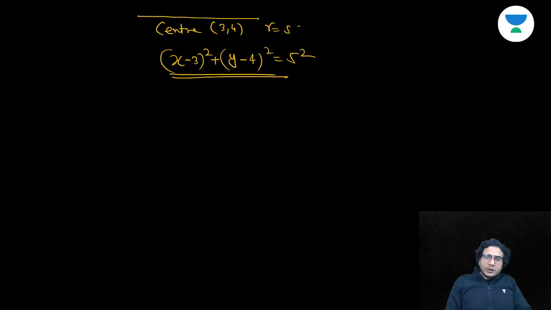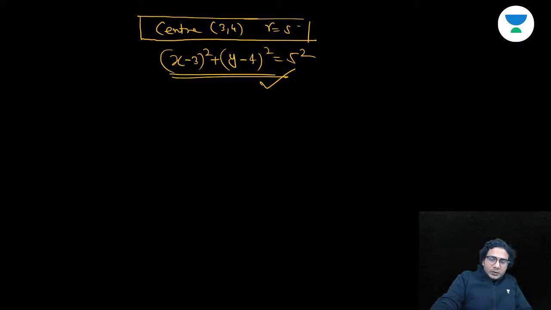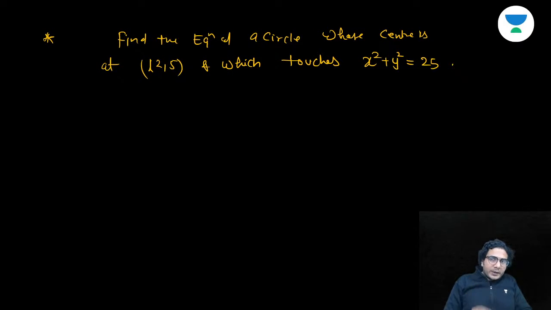So to write the equation of a circle, you need radius and center. Like to write the equation of a line, you need either 2 points or 1 point and slope. Similarly, here also you need the coordinates of the center and radius. Then you can easily write the equation of the circle in this way. All right. So in this question, you can see the center is already given. You need to find the radius. So try this. Do it fast.